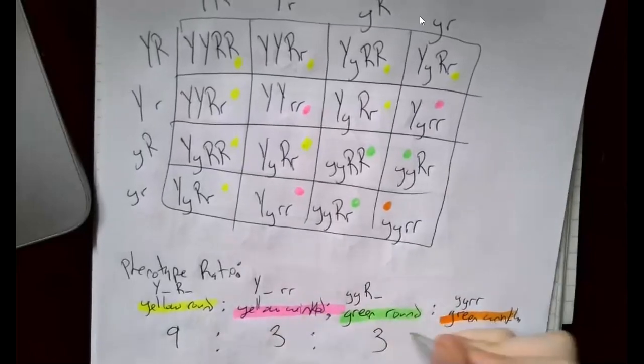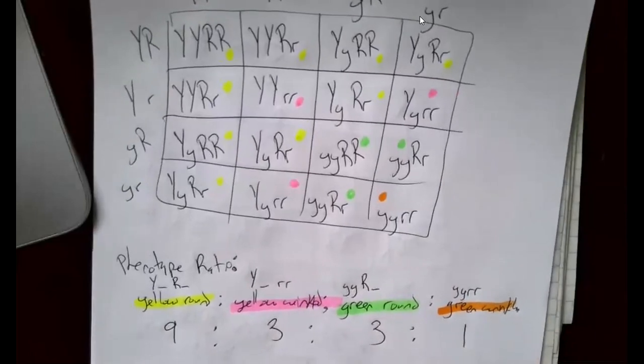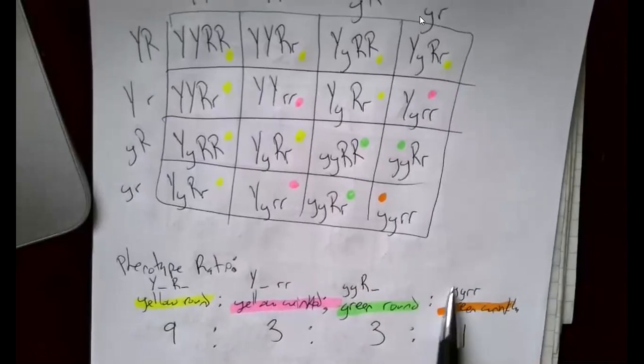And this ratio here, 9, 3, 3, 1, is a special ratio because anytime both of your parents are heterozygous, you will always get a 9, 3, 3, 1 ratio, where you have your fully homozygous dominant as the 9, fully homozygous recessive as the 1, and your mixtures where 1 trait is dominant and 1 trait is recessive are the 3s in the middle. So that is a ratio that you can just remember.